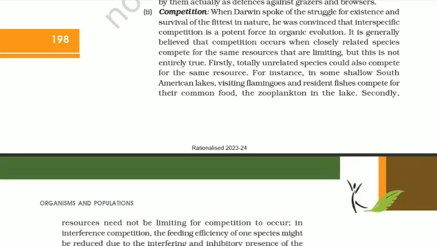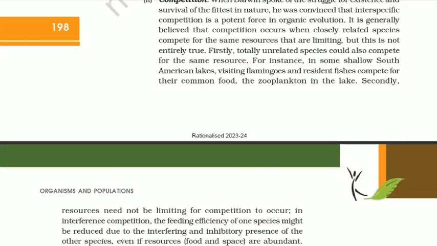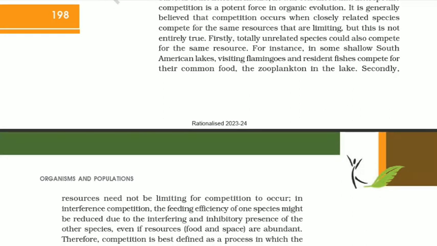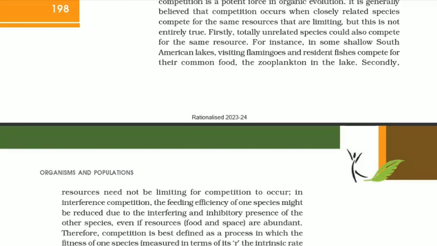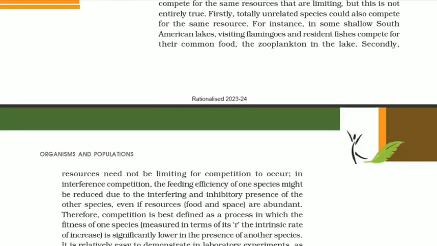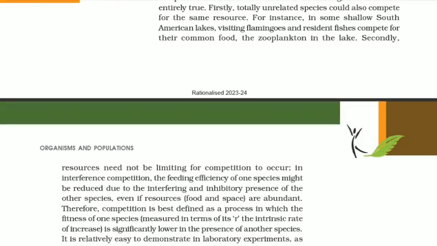Number two, competition. When Darwin spoke of the struggle for existence and survival of the fittest in nature, he was convinced that interspecific competition is a potent force in organic evolution. It is generally believed that competition occurs when closely related species compete for the same resources that are limiting. But this is not entirely true.